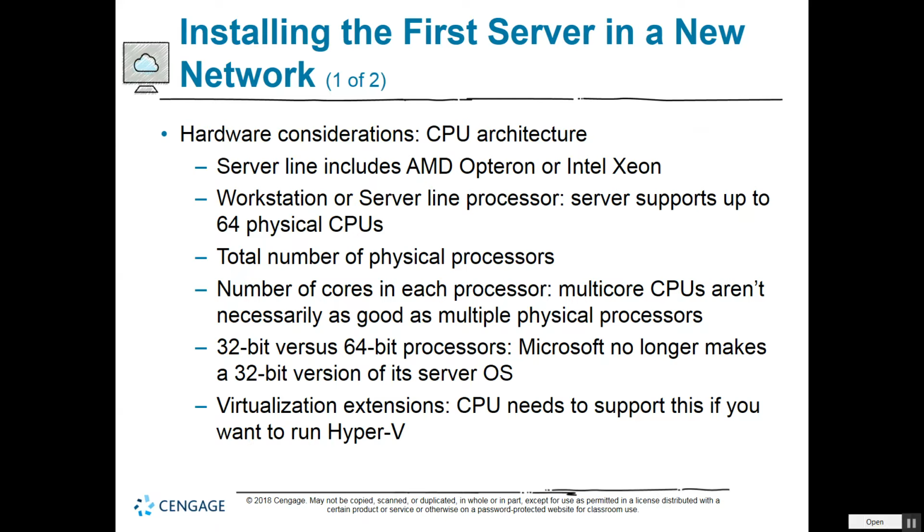Now, 32-bit versus 64-bit processors. Microsoft no longer makes a 32-bit version of its server OS. They're strictly NTFS or better. Virtualization extension: the CPU needs to support this if you want to run Hyper-V.